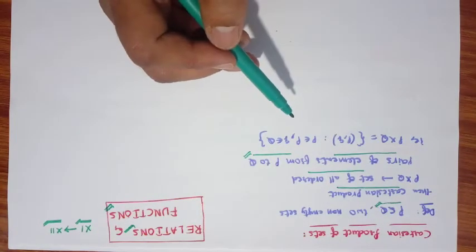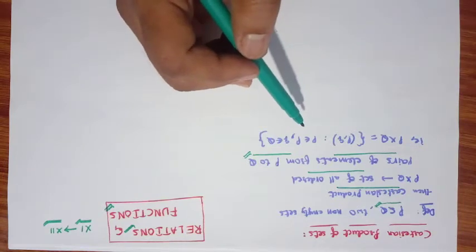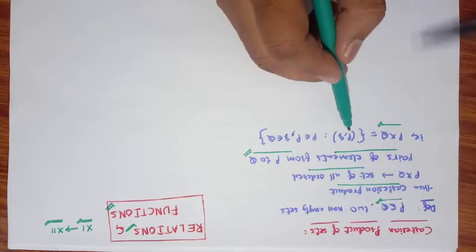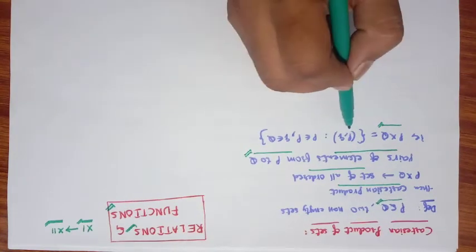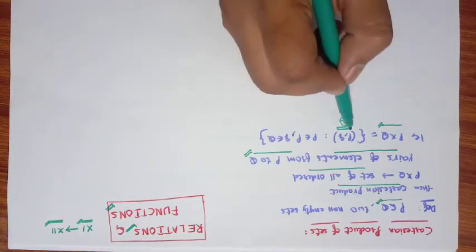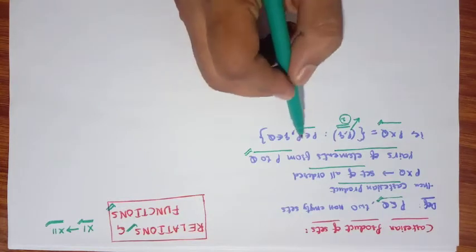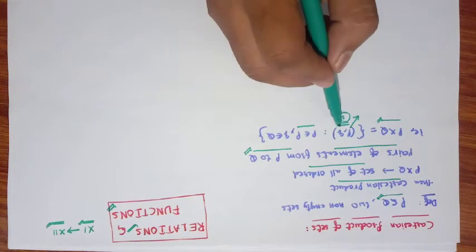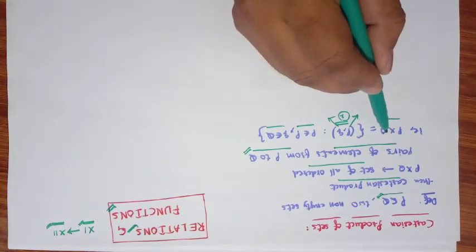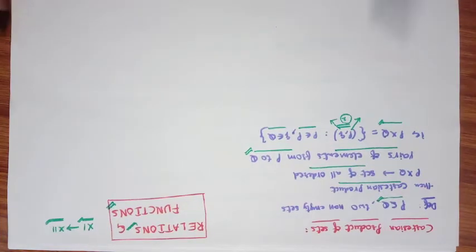So how can it be written? It can be written in such a manner that P cross Q is equal to (p, q). So (p, q) is an ordered pair containing two elements. The first element p is coming from the first set P, and the second element q is coming from the second set, that is Q. Now we'll see a few examples.